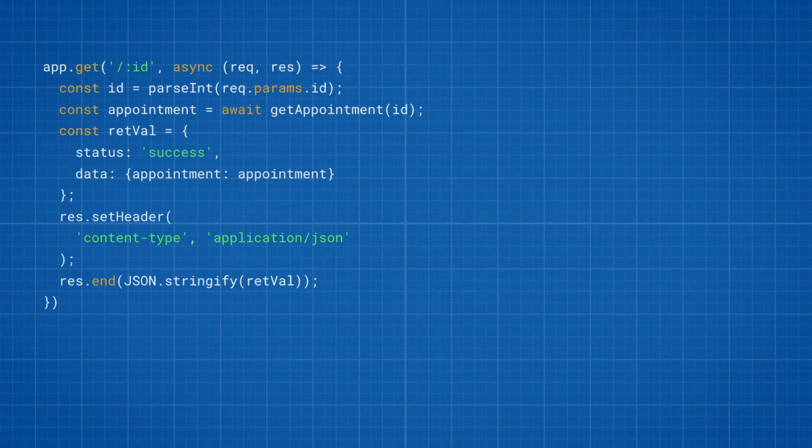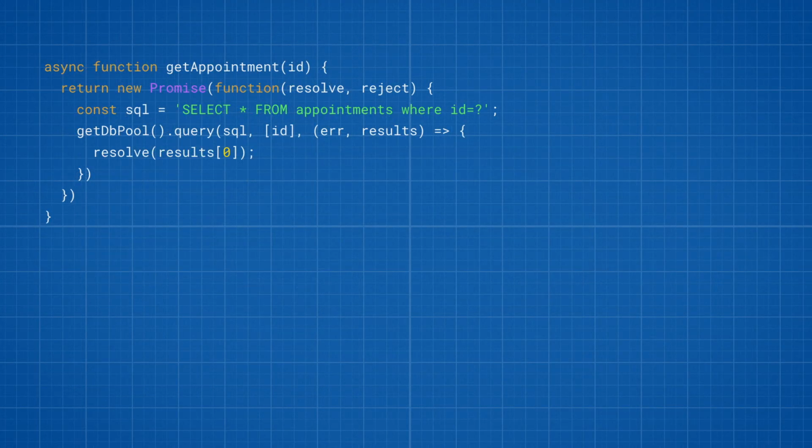Here is the happy path code for reading an existing appointment. Notice the use of the await operator to call their asynchronous function getAppointment without having to deal with callbacks. If you follow the link in the description, you will find the complete code that includes error handling. The function getAppointment accesses the database, which is an asynchronous operation.